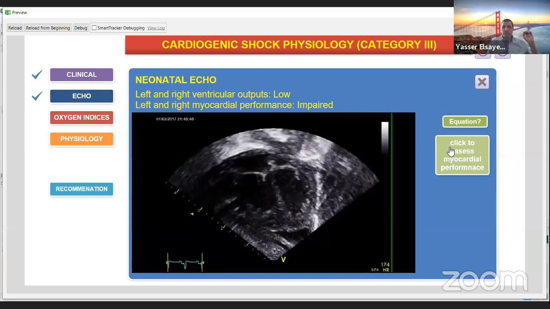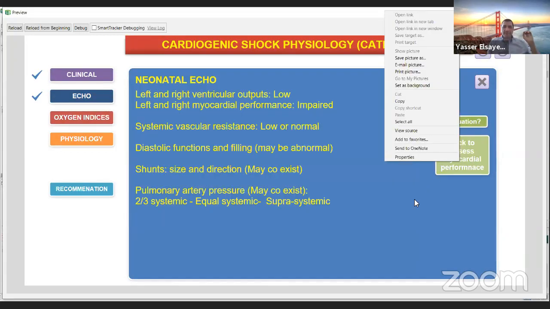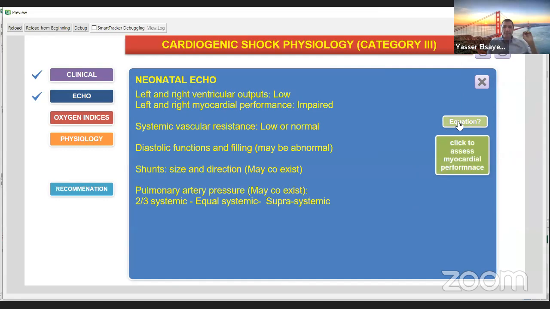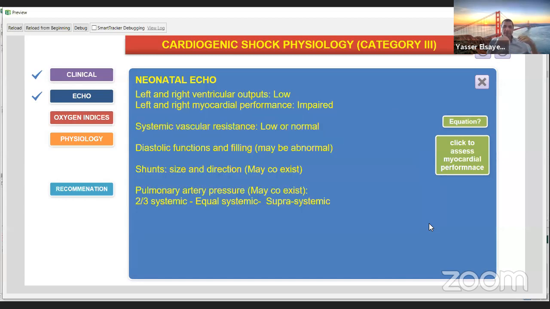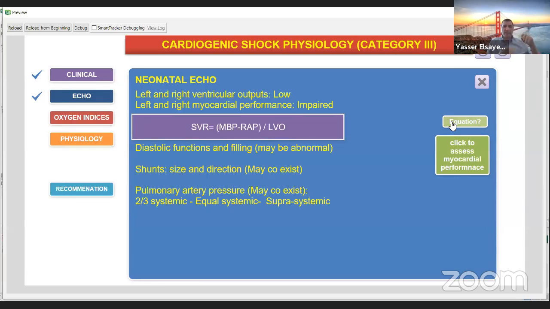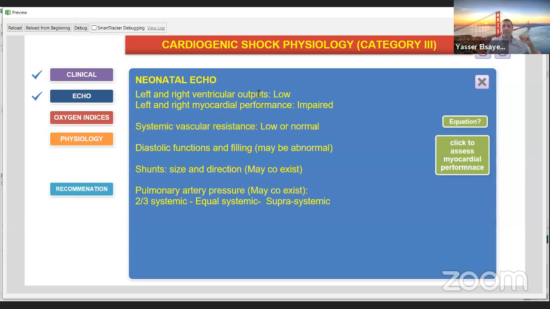And also you need to calculate systemic vascular resistance in this case. Systemic vascular resistance is mean blood pressure divided by left ventricle output. And in this case, you also have low systemic vascular resistance. So it is like category number 3.